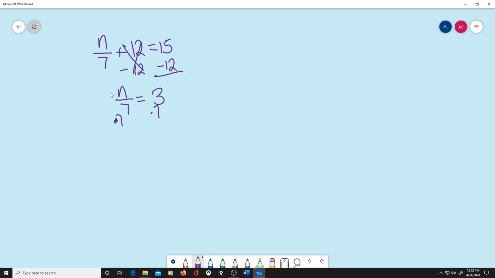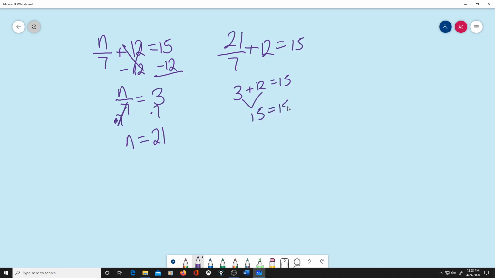And I know that if I have this whole term here times 7, that these cancel, and I'm left with n. 3 times 7 is 21. And so there's my result. I want to check that. So 21 divided by 7 plus 12 equals 15. And again, 21 divided by 7 is 3, plus 12 equals 15. 3 plus 12 is 15, equals 15. My problem does check out.